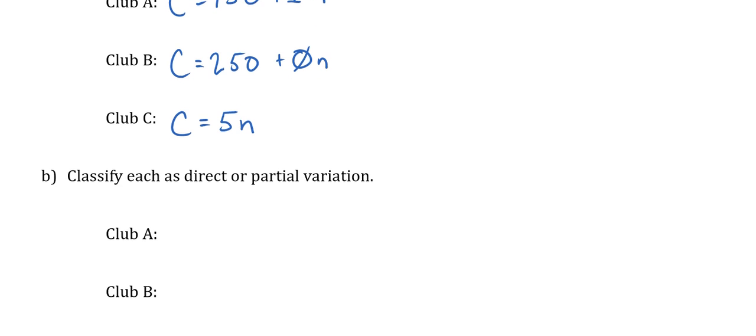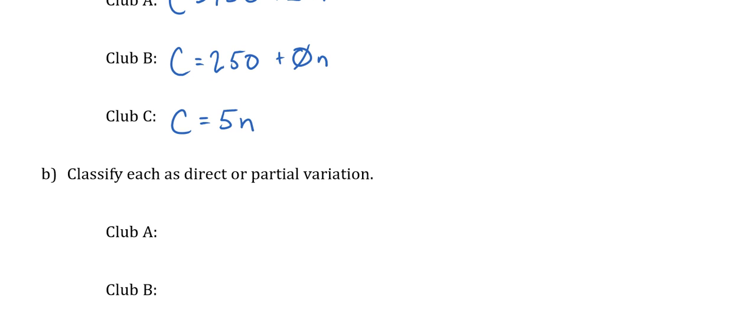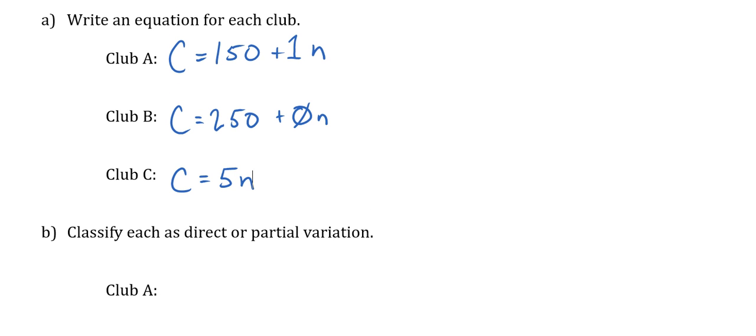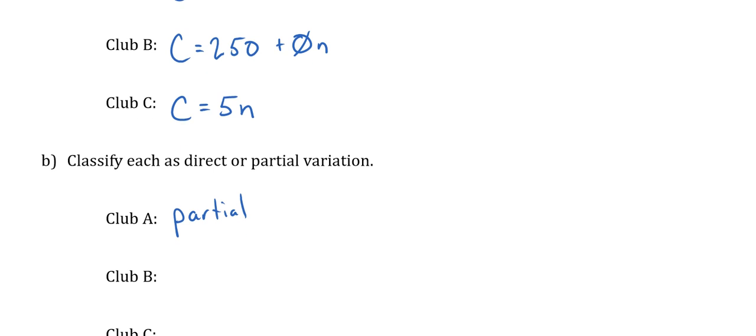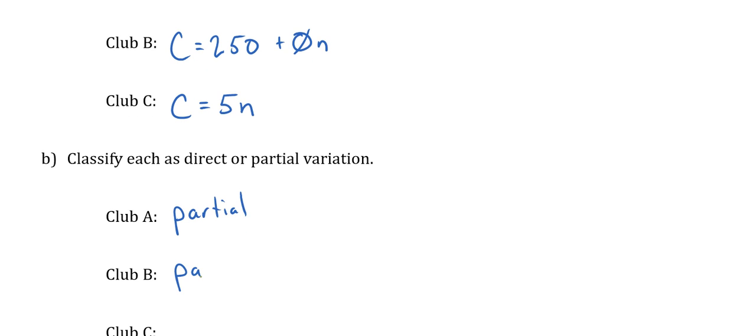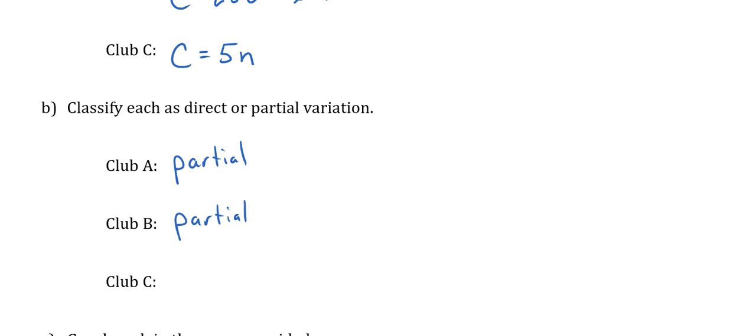Okay. Classify each as direct or partial variation. So if you remember what that means, it basically means, is there an initial fee or not? So in the first one, there is, so this is partial. In Club B, there is an initial fee, so this is also partial. In Club C, there's no initial fee. It's only based on the rate, so that means it's direct.